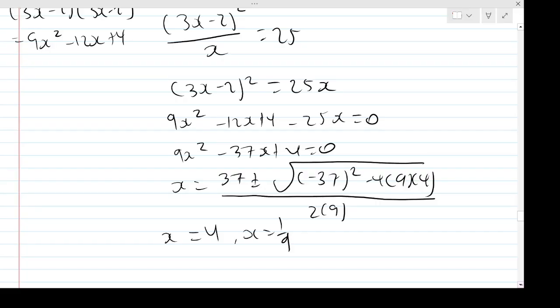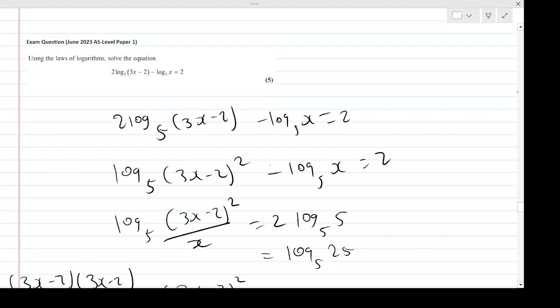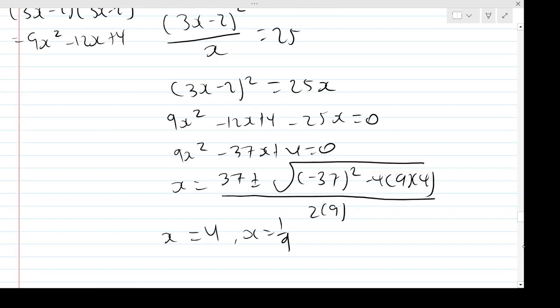Firstly, x is 4. So if I look at this original log then, if I try x with 4, see what happens into each log. Well, 3x minus 2, well, 3 lots of 4 minus 2, that'll be 10. So my input will be 10 if x is 4 here. That's positive, that's great. And my x is 4. So that's positive clearly. So that has to be a solution.